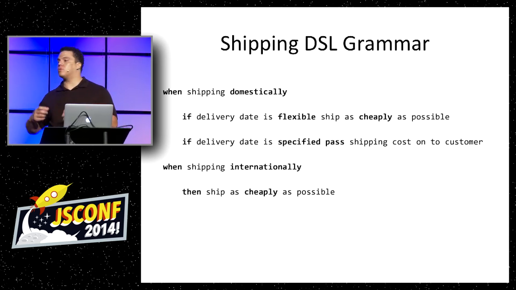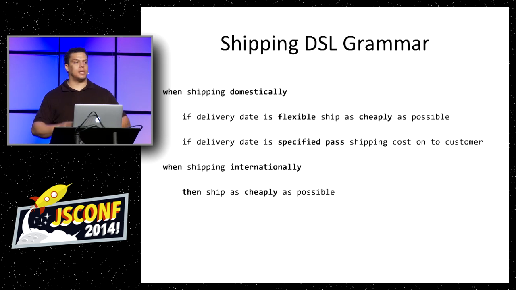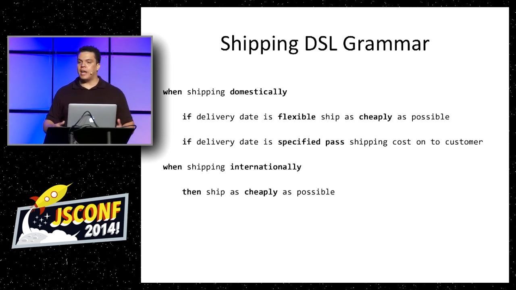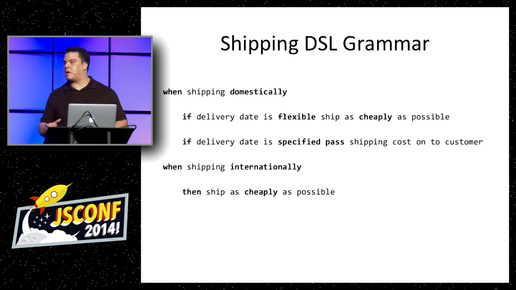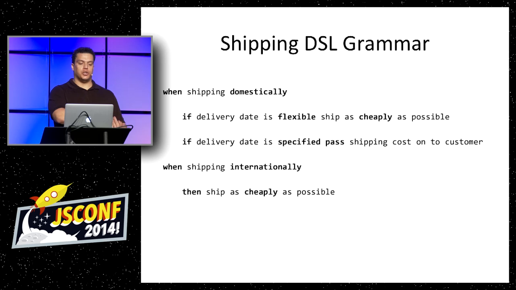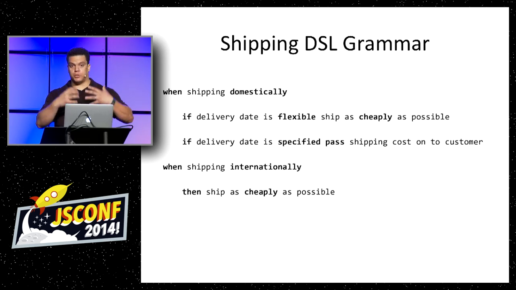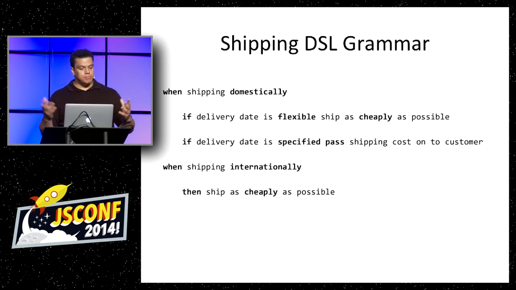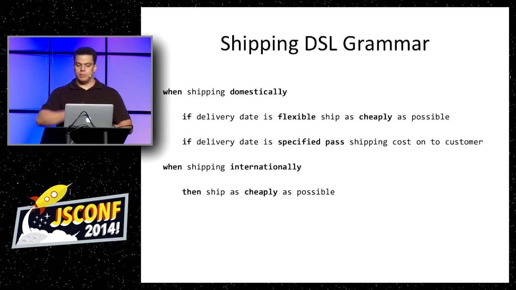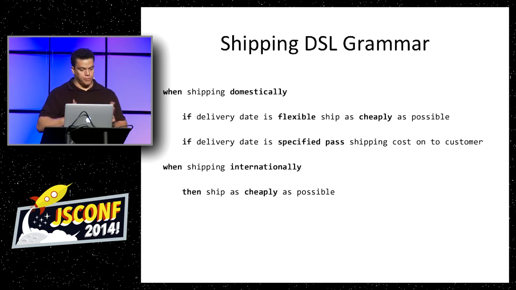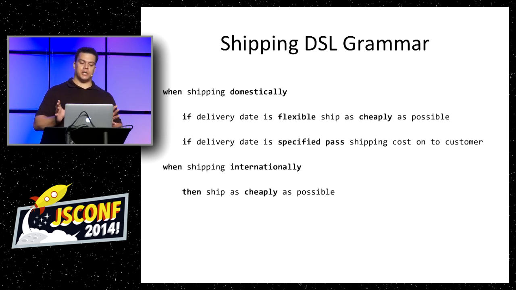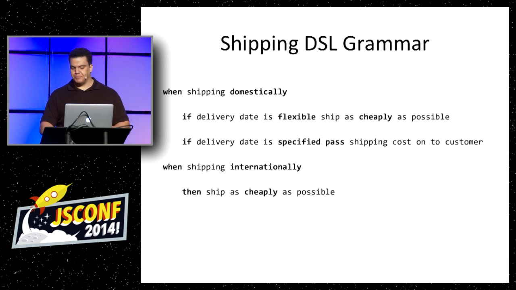This is the grammar that someone went through that hard process of pulling the grammar out of some business owner who was in charge of it. And it turns out for all the complexities of that domain model, they just don't care about it. The bottom line of calculating shipping cost, which is what this business owner is asked to do, comes down to these pretty simple rules. When shipping domestically, if the delivery date is flexible, ship as cheaply as possible. If delivery date is specified, just pass the shipping cost on to the customer. When shipping internationally, then ship as cheaply as possible.